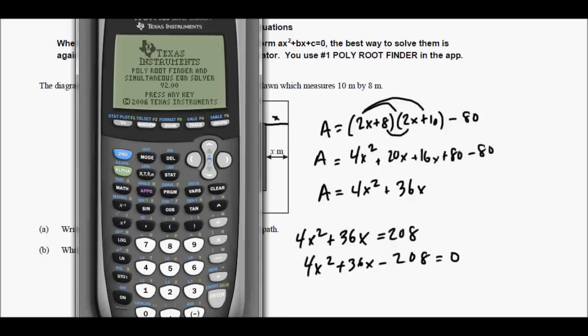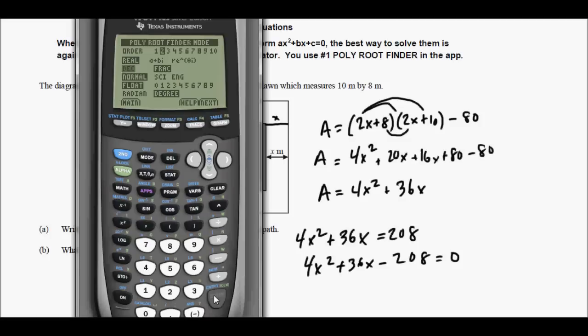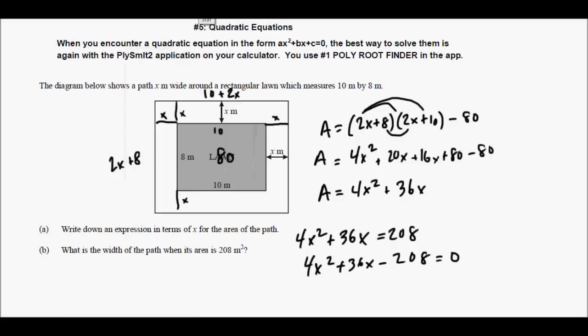So go to polysimultaneous. We'll go to polyroot finder this time. I want to make sure my answers are in decimals. I don't want fractions for this one. Although my guess is they're probably whole numbers. Okay, so we just enter in the coefficients. So 4, 36, and then negative 208, and we solve it. And we get negative 13 and 4. Okay, so x is negative 13 and 4.